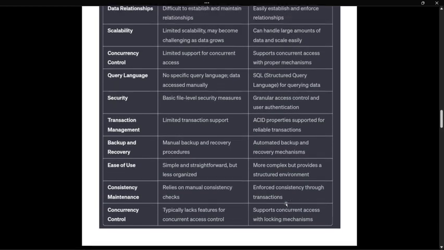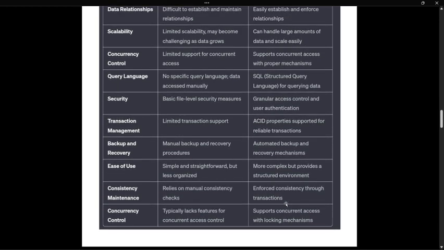Okay, I think you got a clear picture about file system versus database management system.